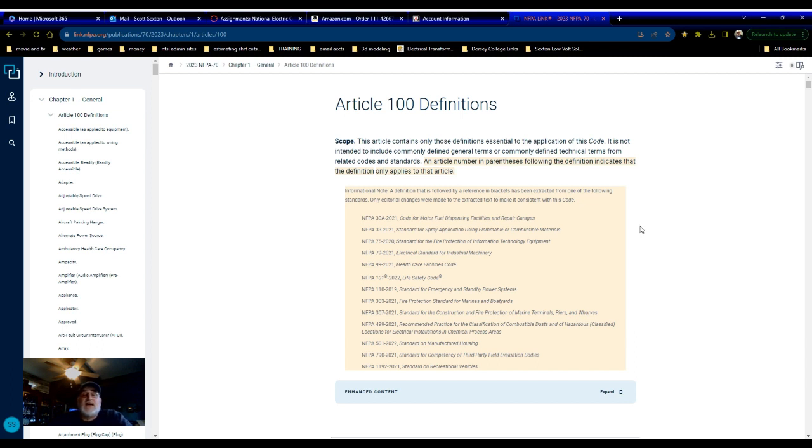So what we're doing right here is I've got my online access to the 2023 code book. You guys will be following along in your code book itself. Article 100's definitions: the scope of this article contains only those definitions essential to the application of this code. It is not intended to include commonly defined general terms or commonly defined technical terms from related codes and standards. An article number in parentheses following the definition indicates that the definition only applies to that article.